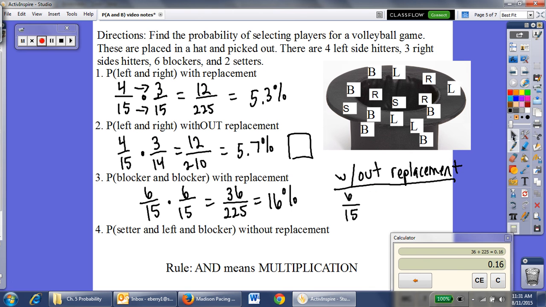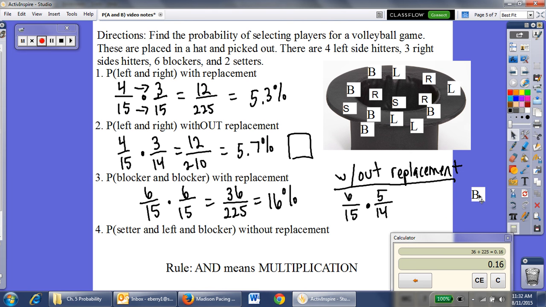So this time when you choose the blocker, so let me pull that B out of the hat, it says without replacement. So I'm not putting this blocker back in. So let me keep it right here just so you can see it. So now we multiply since it says and the probability of getting another blocker. So how many blockers are left? There's only 5 left. And the total is now 14. So notice how both the numerator and the denominator change because we're choosing a blocker and not replacing that first one here.